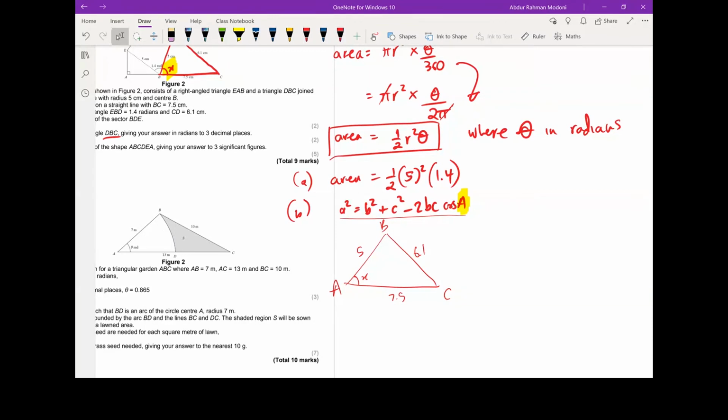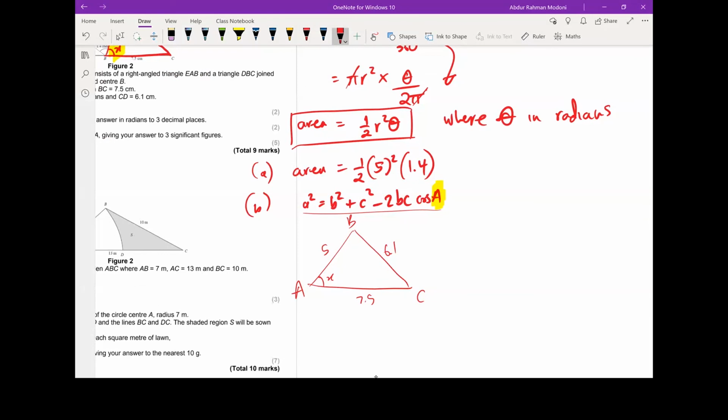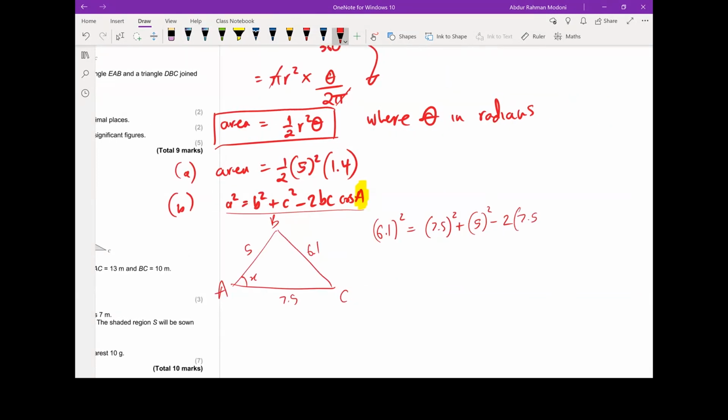Okay, and when you get the angle, there's places where students make mistakes with this. It's obviously GCSE knowledge, the cosine rule applying, but where mistakes are made is this bit here. I'll just show you here. 6.1 squared equals 7.5 squared plus 5 squared minus 2 times 7.5 times 5 cos x. And so when we rearrange this, this is the mistake that's often made.